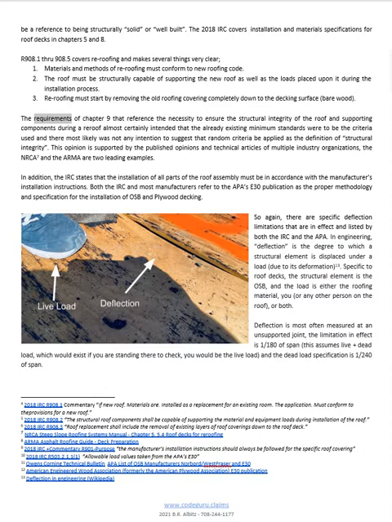The requirements of Chapter 9 that reference the necessity to ensure the structural integrity of the roof and supporting components during a re-roof almost certainly intended that the already existing minimum standards were to be the criteria used, and there most likely was not any intention to suggest that random criteria be applied as the definition of structural integrity. This opinion is supported by the published opinions and technical articles of multiple industry organizations. The NRCA and the ARMA are two leading examples.